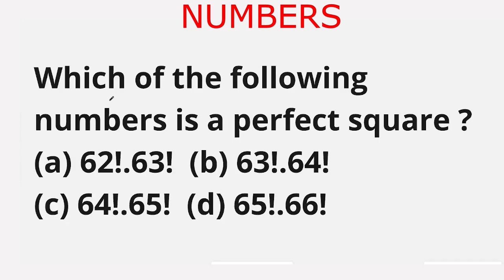Our question is, which of the following numbers is a perfect square? The given options are option A 62 factorial multiplied by 63 factorial, option B 63 factorial multiplied by 64 factorial, option C 64 factorial multiplied by 65 factorial, option D 65 factorial multiplied by 66 factorial.